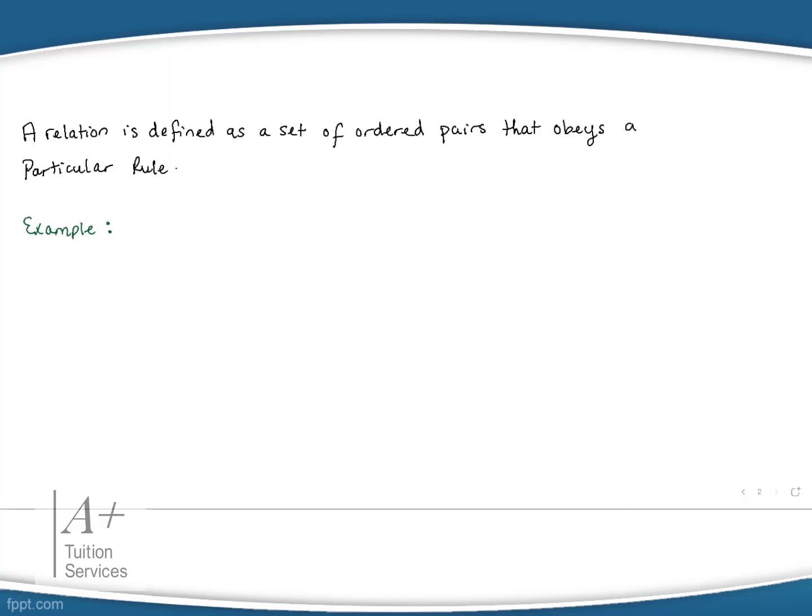A relation is defined as a set of ordered pairs that obeys a particular rule. Later on, we'll get more into the rules, but the bulk of the work has to do with plotting a table based on what a variable is mapped onto.